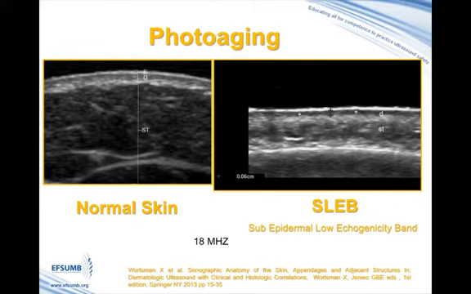This band is important because the skin with photoaging signs is more prone to present cutaneous pathologies. We should not confuse the SLEB with inflammatory or tumoral infiltration because the SLEB is only located in the upper dermis of sun-exposed regions.